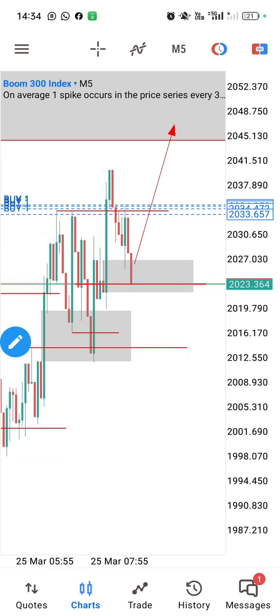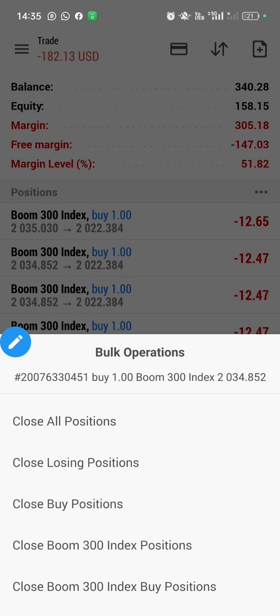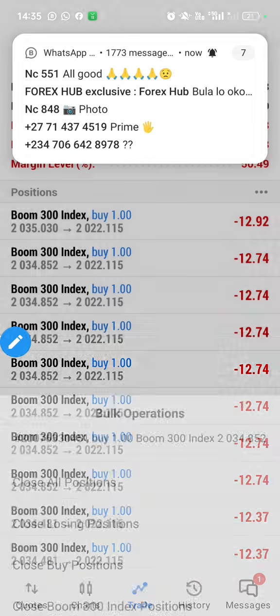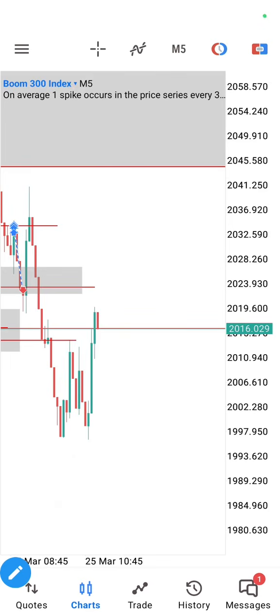And by this time I was bleeding. We're in deep negatives. More than half of the account was gone. I had to act, and I think this is when I decided, you know what, I don't think it's going to spike anymore. So I decided to close the trade at about 186 USD negatives, and we're back down to 150 USD.